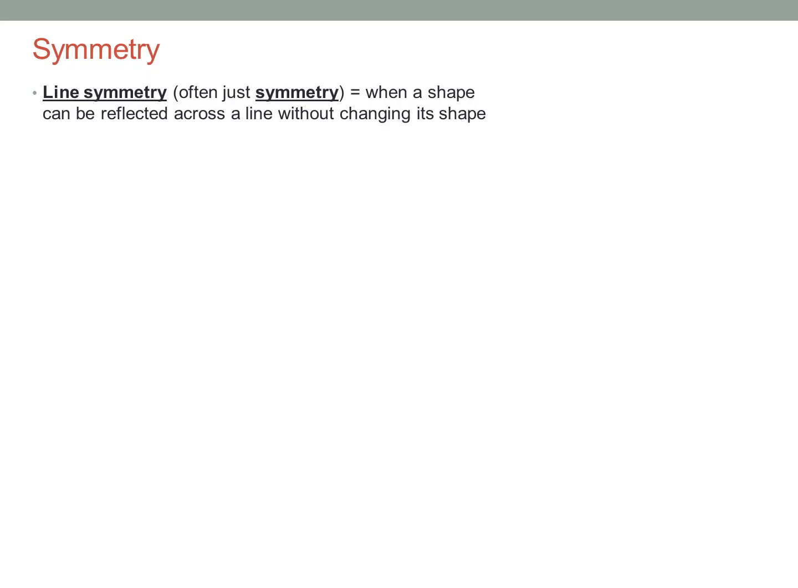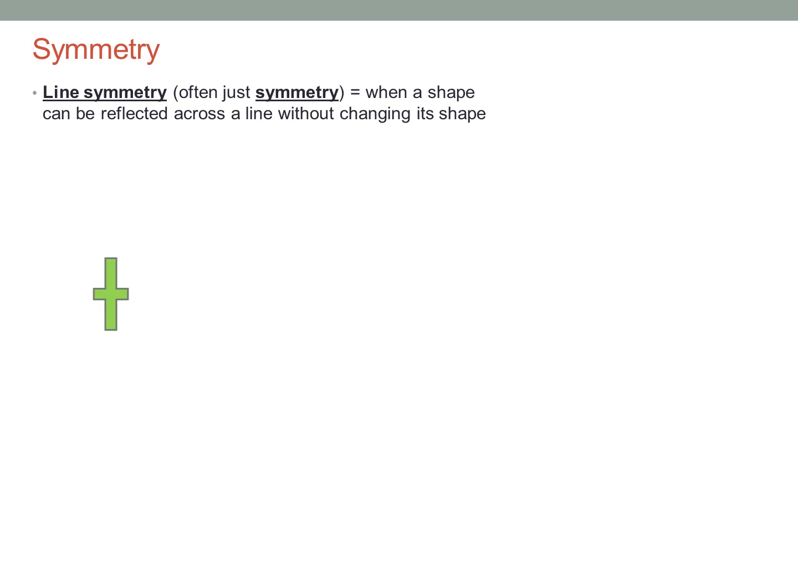The simplest kind of symmetry, and the kind you're probably most familiar with, is line symmetry. This is where you can draw a line through a shape, and if you reflect the shape in that line, you get back the original shape in the same place. You can reflect the shape across the line without changing the shape.